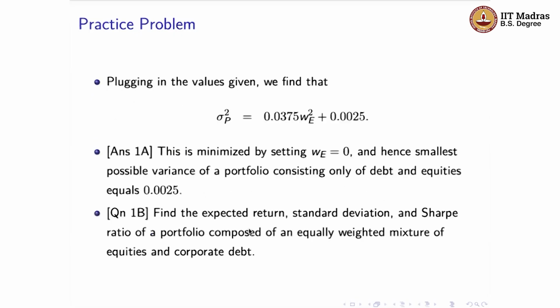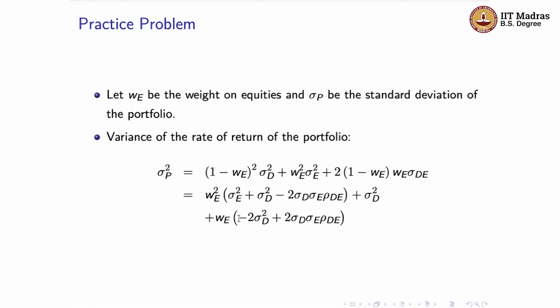So if you do plug in all the parameter values, you will find that what you end up getting is that sigma square P is 0.0375 times W square E plus 0.025, right? The reason is basically based on the parameter values, this one actually ends up being equal to 0 here, right?